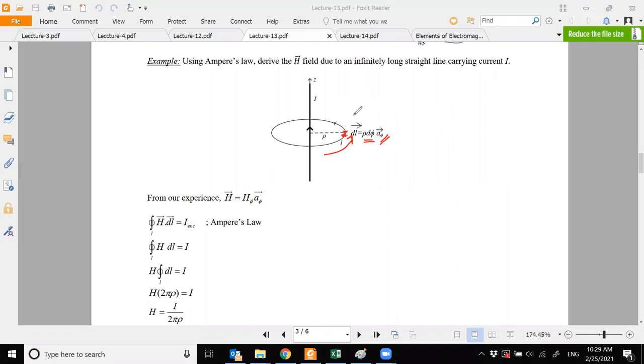If I apply the right hand rule by putting my thumb along the current, then I know that the curving of my fingers will be in this direction. From there, I can say that my magnetic field H will have only a phi component. Since it is curving, my H will only have the H phi component. Okay, let's continue.